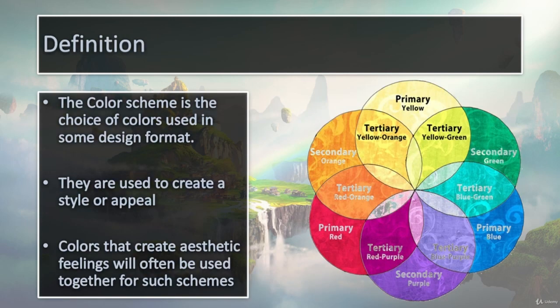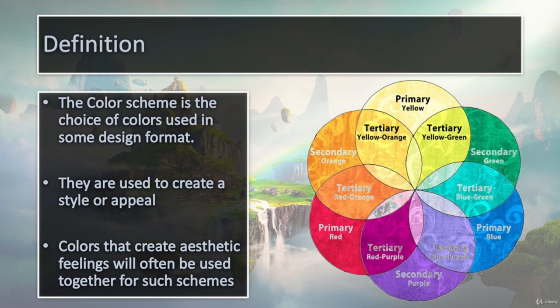Now looking at the definition of a color scheme, this is basically the choice of colors used or unused in some design format. And they are used to create a style or an appeal, and colors that create aesthetic feelings will often be used together for such schemes.